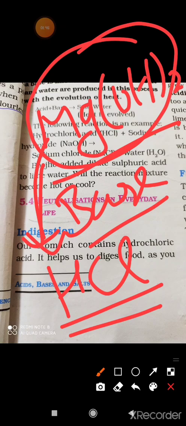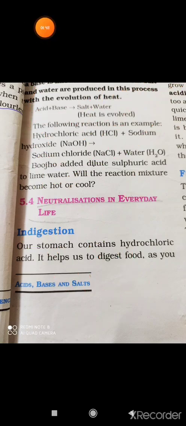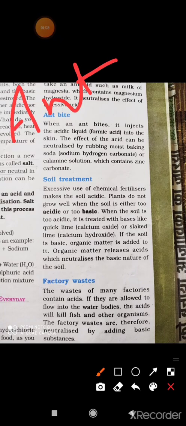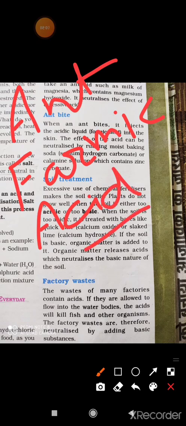So the next topic is ant bite. I have told you, the ant contains an acid that is known as formic acid. It is a natural acid because it is found in the ant. When the ant bites, its sting contains formic acid, and it is injected inside our body, and after that we feel the irritation at that place.